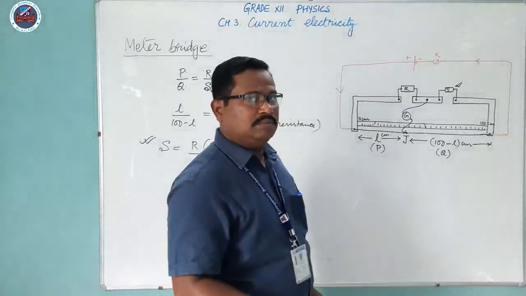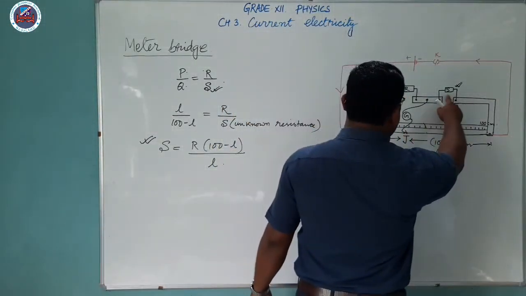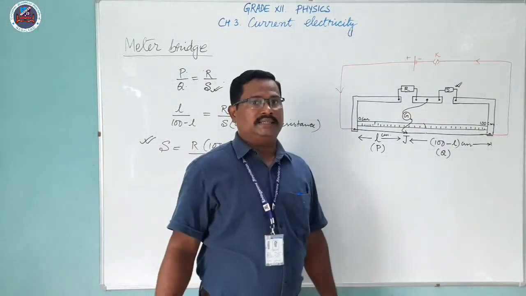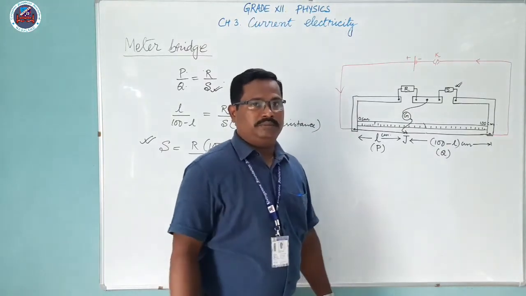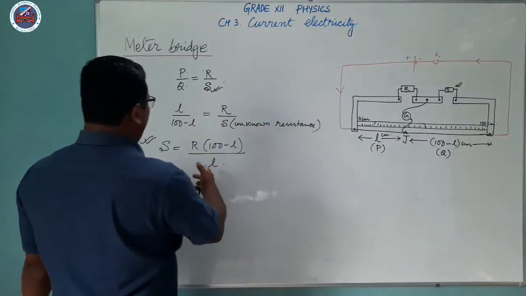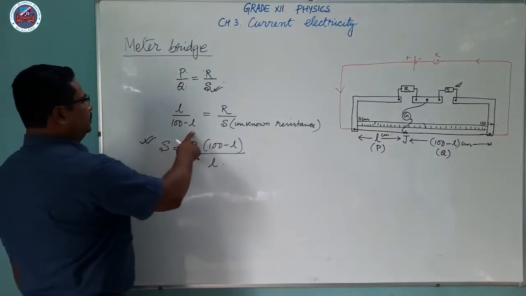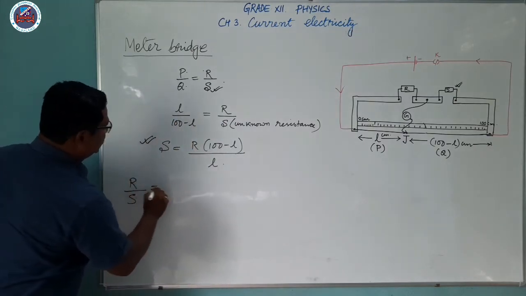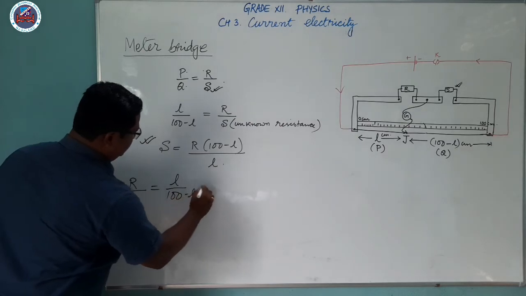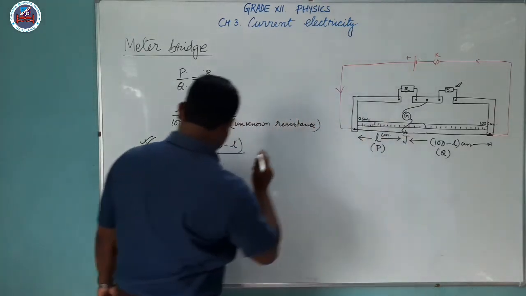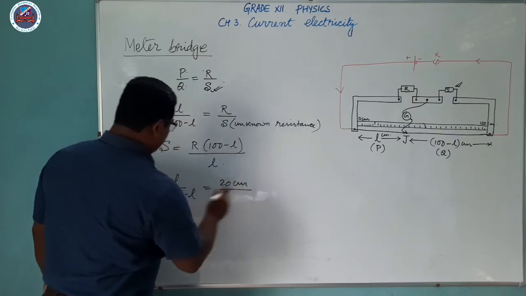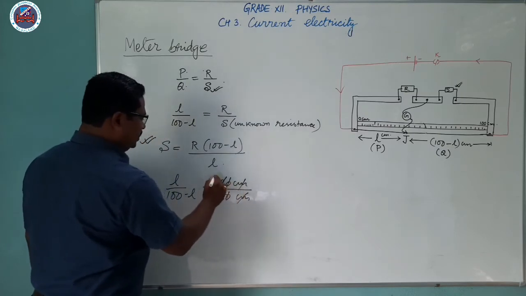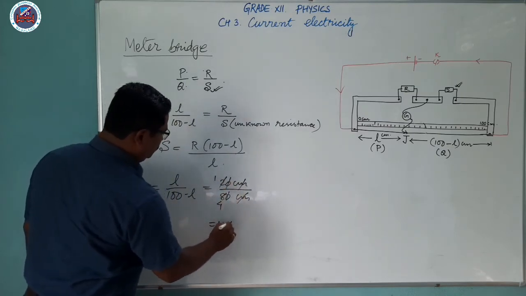Sometimes two resistances, both you don't know. Suppose R also you don't know, S also you don't know. In that case, you can find the ratio of the resistances as well. That is the second application of the meter bridge. You can look here very carefully. L and 100 minus L, if you put the values, suppose I want to find R by S, then it is L by 100 minus L. Suppose here L is around 20 centimeter, then the remaining 100 minus L will be 80 centimeter. Then you can find the ratio as well. 2 ones are 2, 2 fours are 8, so it is 1 is to 4.